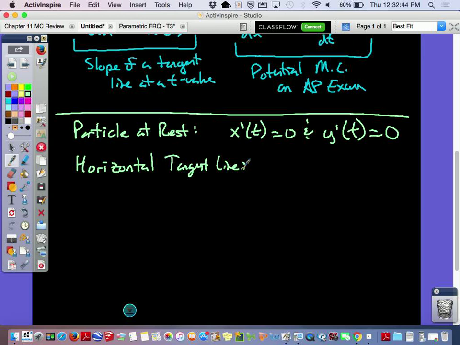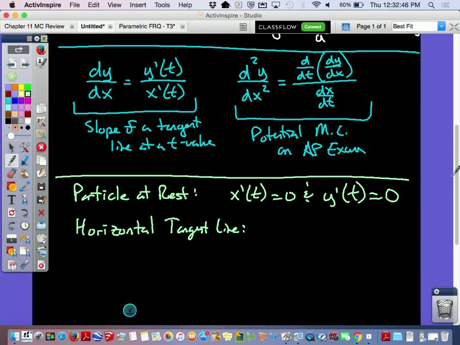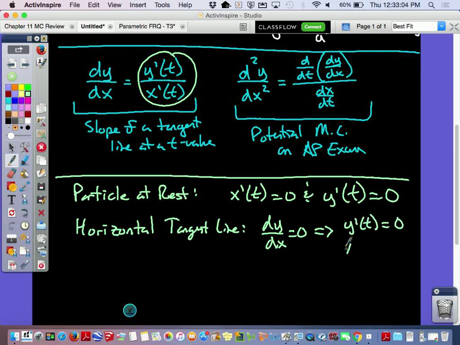If we look back up at the slope of our tangent line, if we want that tangent line to be horizontal, that means the slope is equal to 0. So that would mean dy/dx equals 0, which implies that y prime of t equals 0 and x prime of t is not 0. So you have to make sure you verify both of those things.